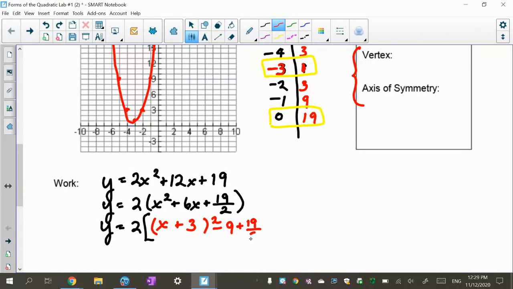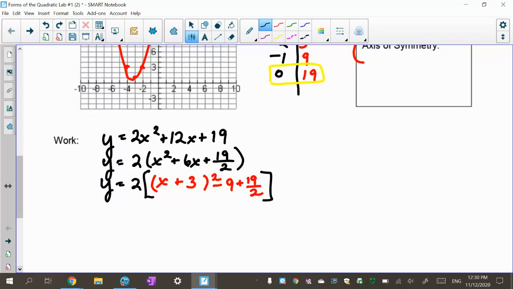I know I'm going a little bit fast here, but we've done a ton of these, so you've got to make sure you're comfortable with being able to do this, because we're forcing it to look different to get more information. Now I have y equals 2, bracket, x plus 3 squared, and then when I put negative 9 plus 19 halves in my calculator, I get a positive 1/2.